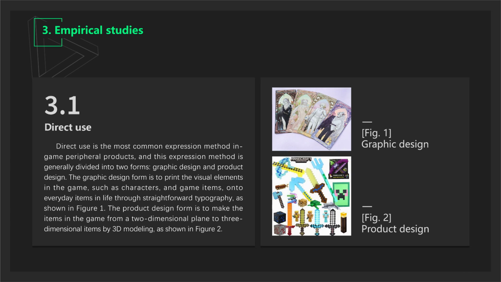depth of design. The expression of direct use is generally divided into two forms: graphic design and product design. The graphic design form is to print the visual elements of the game, such as characters and game items, into daily life through symbolic typography, as shown in Figure 1. The product design form is to make the items in the game from two-dimensional plane into three-dimensional items through three-dimensional molding, as shown in Figure 2.